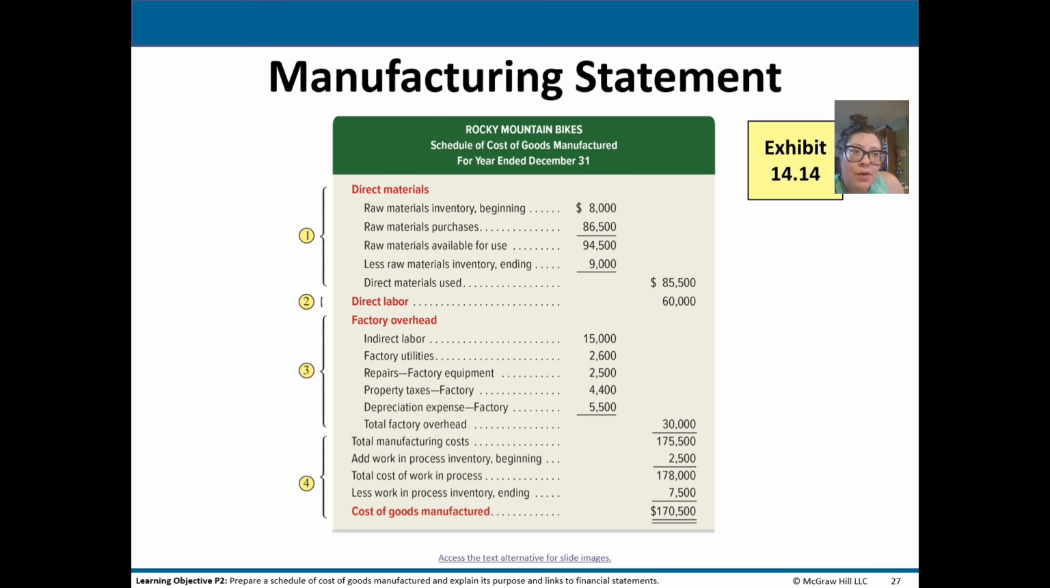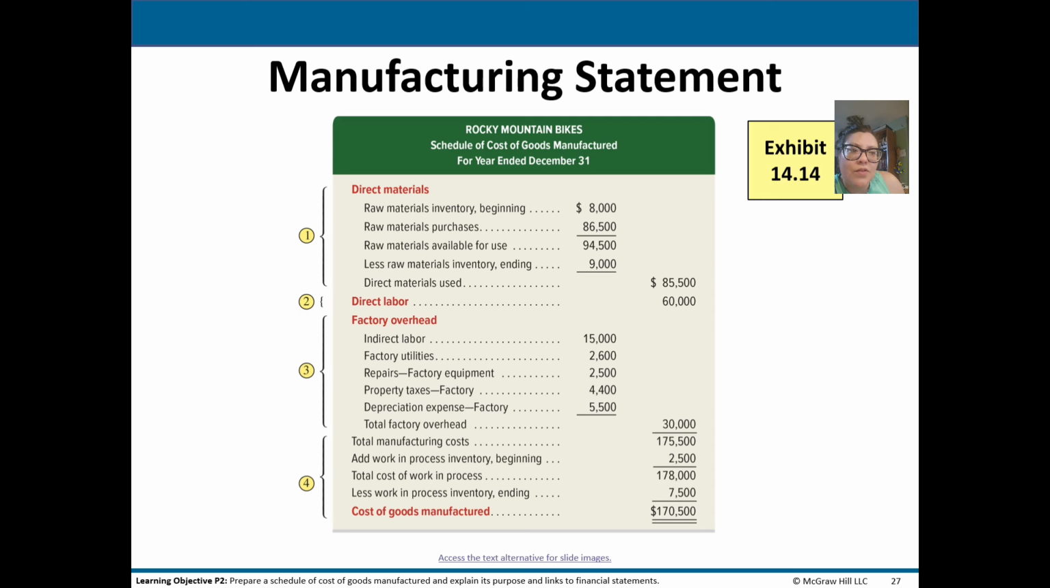So number 2, you're going to compute the direct labor used. So your total direct labor costs are $60,000 for the period, and basically the way they come up with that is the wages plus payroll taxes plus the employee benefits that are assigned to those workers that make the bikes. So all those add up to give you your direct labor.